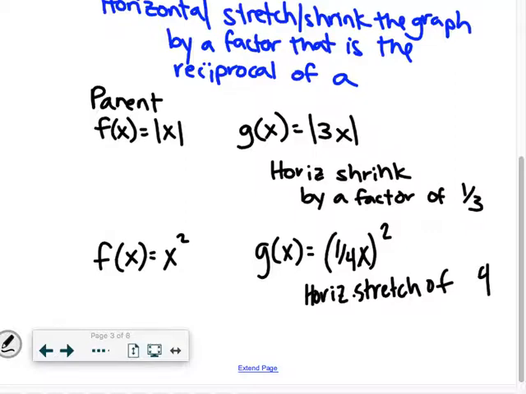So it's just the reciprocal. Oh, okay. So horizontal stretch of 4. Right? So when you write it out, it's going to be different. It's going to look like the reciprocal.